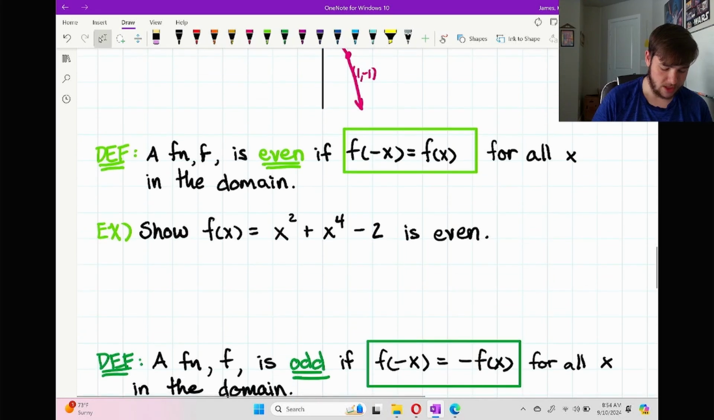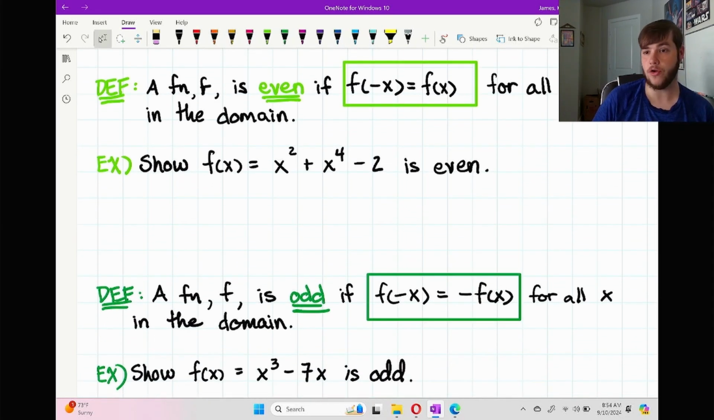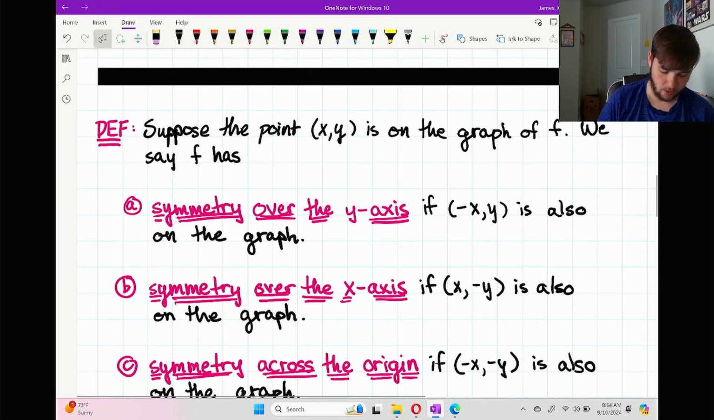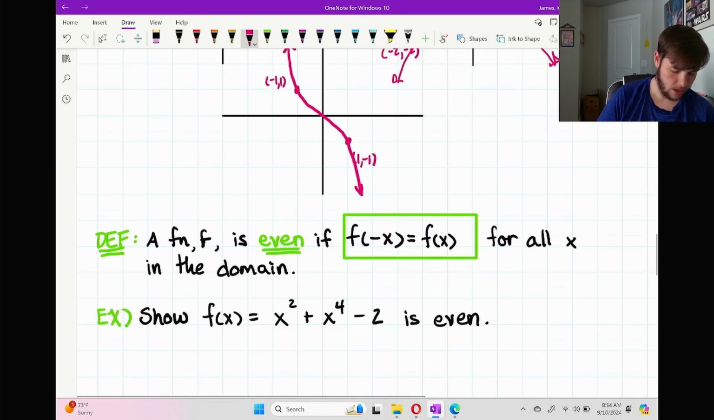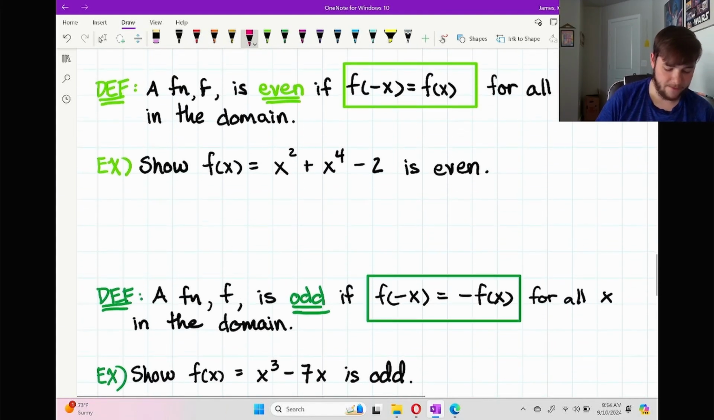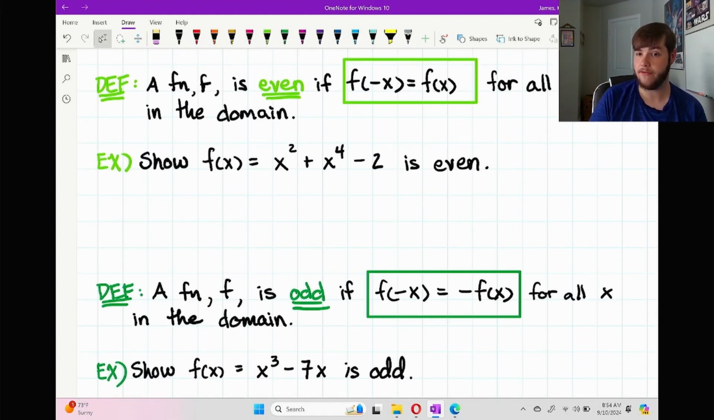But we can actually determine some of this without ever graphing it, because of even functions. An even function means if I plug in the opposite input, I get the same output. Notice that matches up with symmetry over the y-axis. When I plug in the opposite of x, I get the same output, y. So we call functions like this first one here even. And I can verify that without ever sketching the graph.